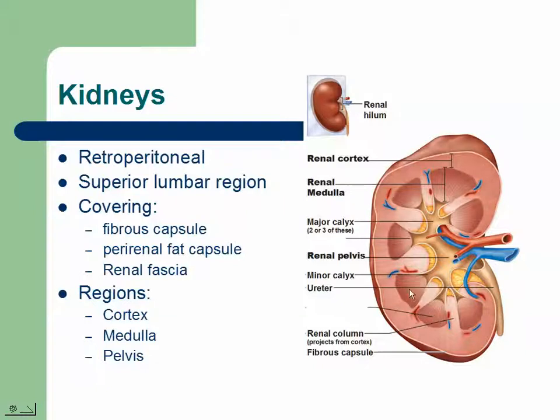Another word you might hear is renal columns, and that simply refers to these parts of the cortex that stick in to divide the pyramids. They don't really do anything other than divide up those pyramids so that they can be filtered individually.